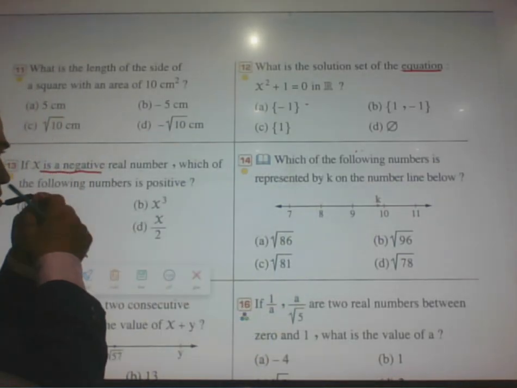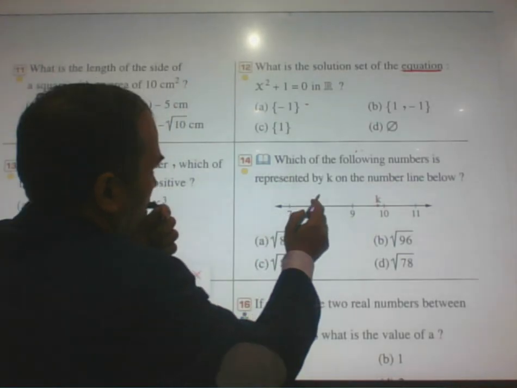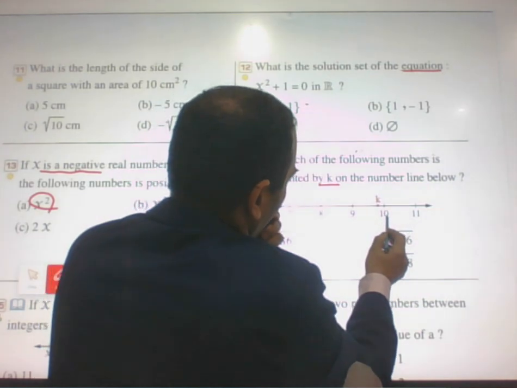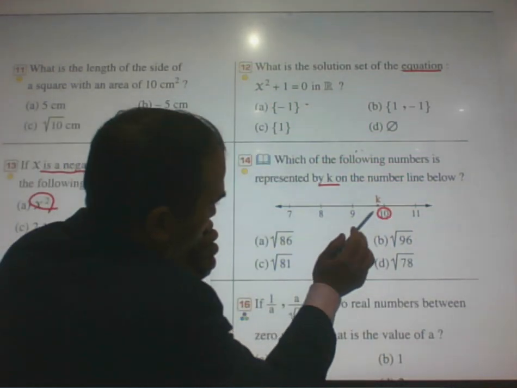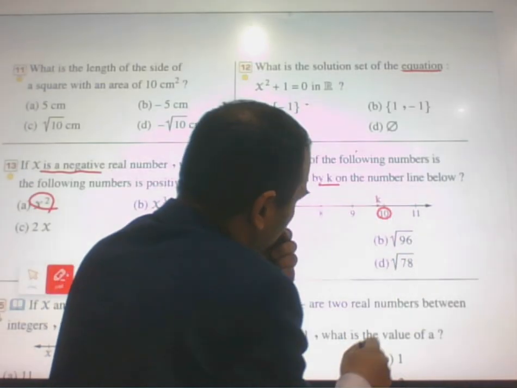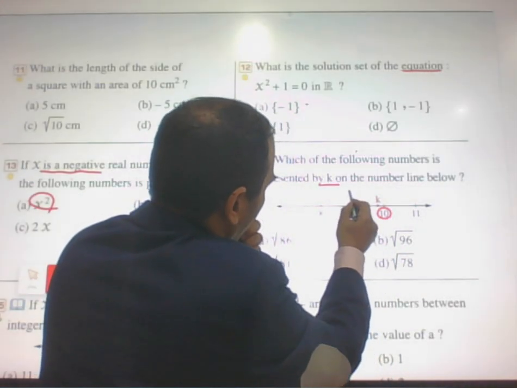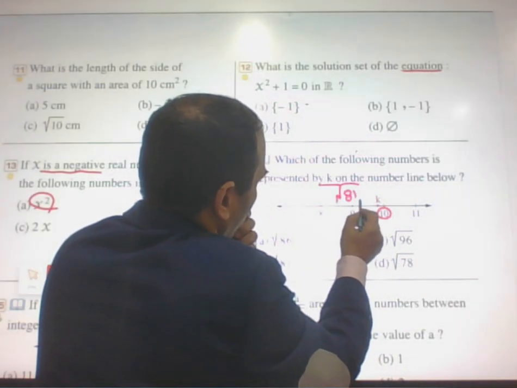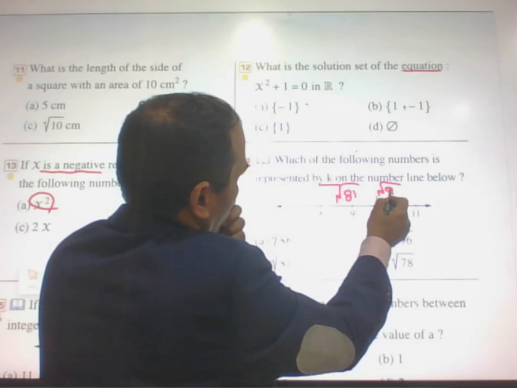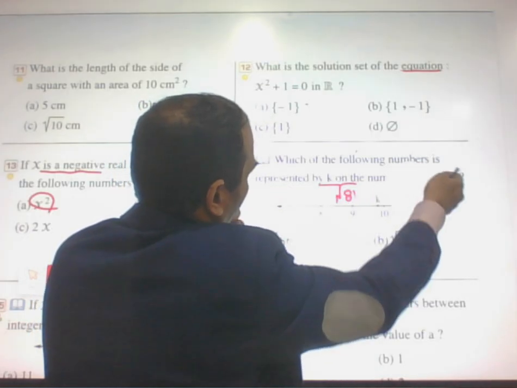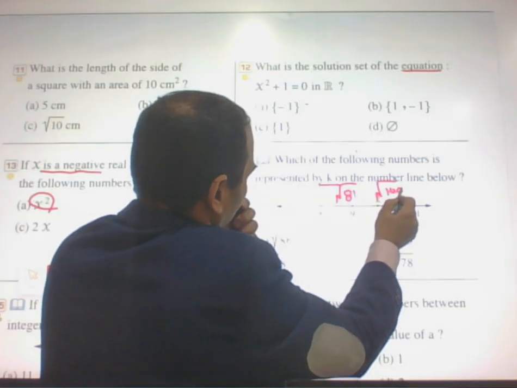Which of the following numbers is represented by k on the number line? What's the number nearest to 10 here? Who can tell me? I want a number that lies between 9 and 10. You know, 9 times 9 is 81, equivalent to the square root of 81. And here is the square root of 100. The square root of 100 is equivalent to 10.